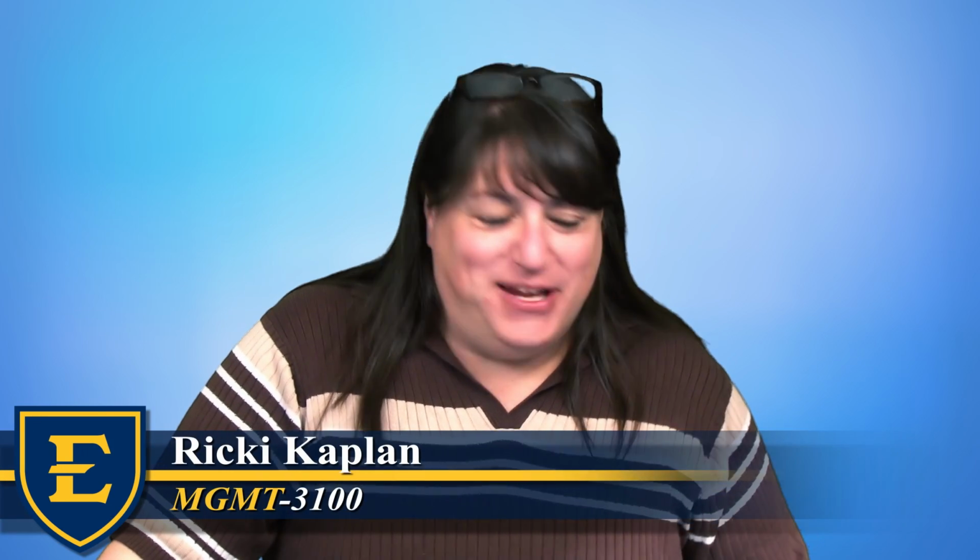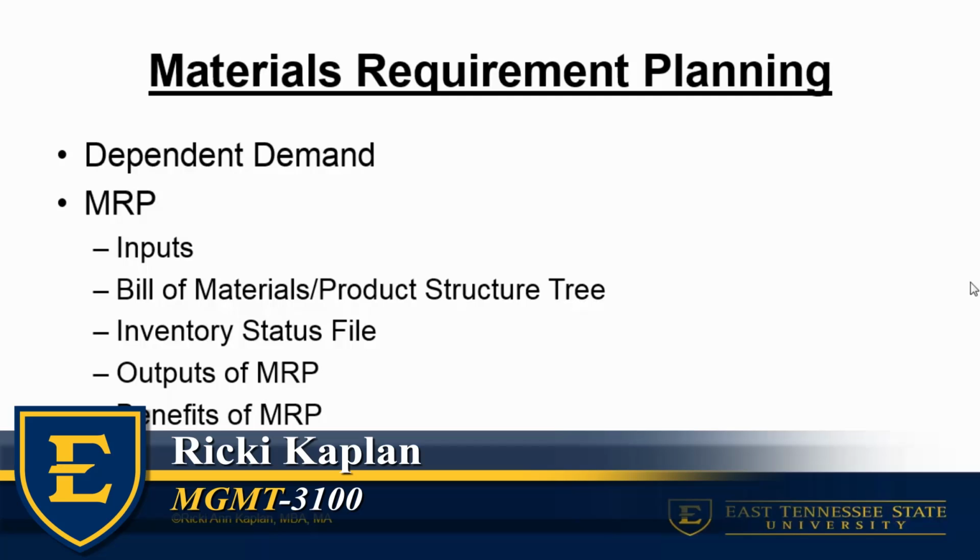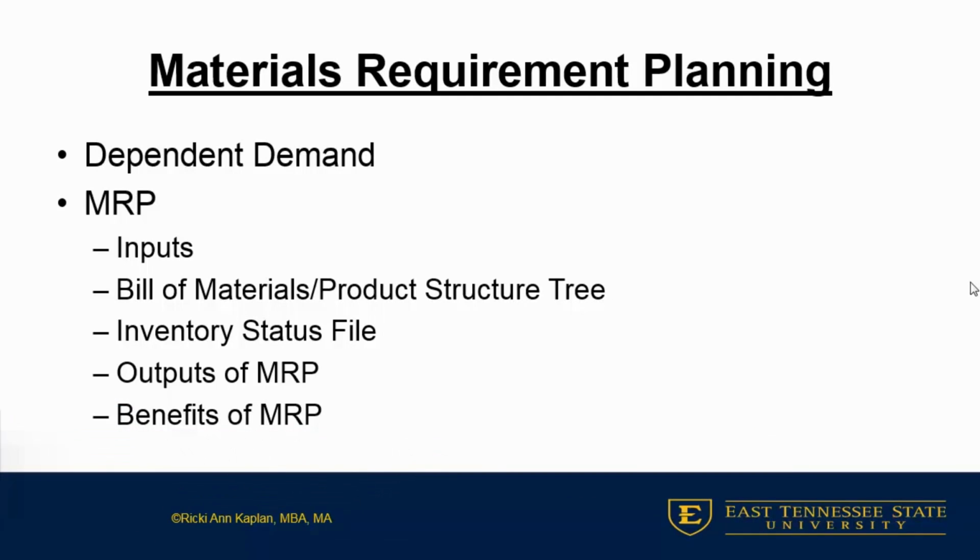Welcome back yet again. Today we're going to talk about materials requirement planning. What we're going to be taking a look at here is dependent demand. We're going to take a look at materials requirement planning, its input, the bill of materials, or what's called a product structure tree. We'll show you one here that's already been drawn and talk to you about each level that's in there. An inventory status file, the outputs of materials requirement planning, and the benefits of materials requirement planning.